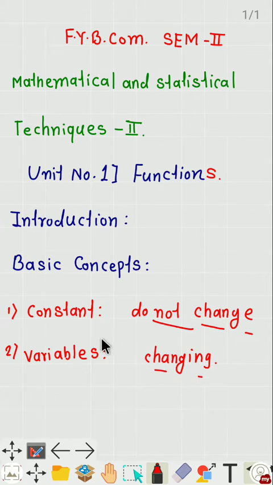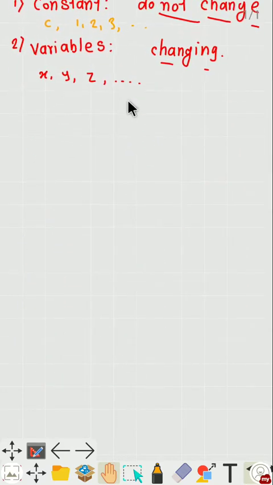In mathematics, constants are denoted by numbers, whereas variables are denoted by symbols like x, y, z. Sometimes a constant is denoted by c, where c is some number like 1, 2, 3. So this is about constants and variables.